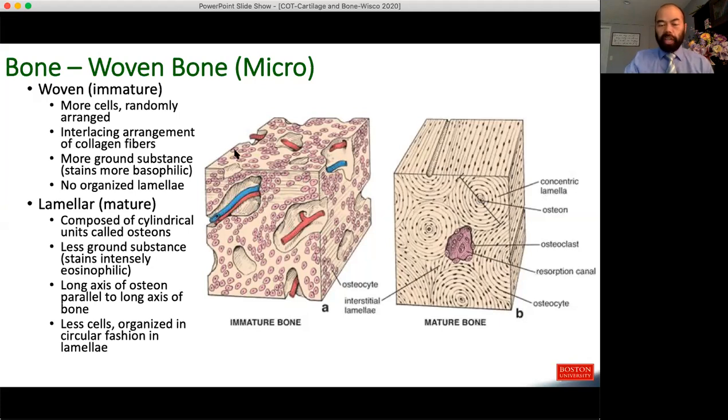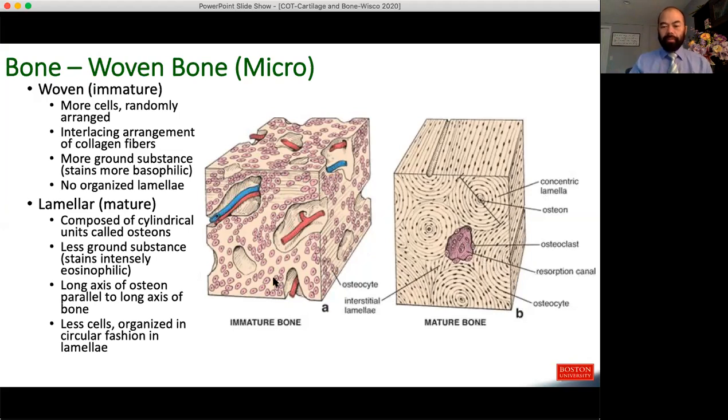Now, if we take a look at the immature bone here on the left, this sure looks like trabecular or cancellous bone, right? And that's because trabecular and cancellous bone has an incredible amount of immature bone. It tends to be more on the developing side, but that doesn't mean it doesn't have some trabecular or lamellar structure within it. Okay? In both mature and immature bone, we have osteocytes, osteoblasts, and osteoclasts.